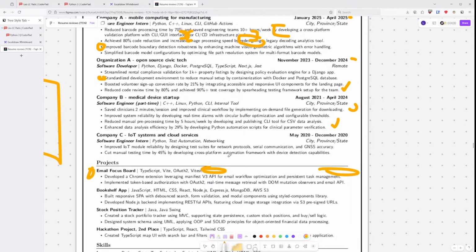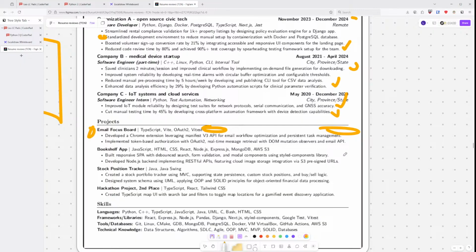I quite like the automation, cross-platform automation framework. I like that. I think that's good. Okay, I think this is pretty cool. That makes sense.